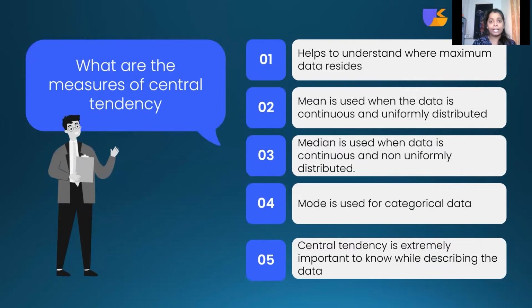Central tendency of the data helps you to compare two or multiple groups together. For example, if you have been provided with two columns, one is gender and the other one is salary.